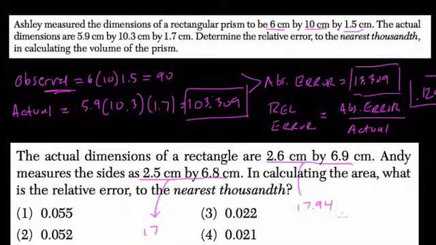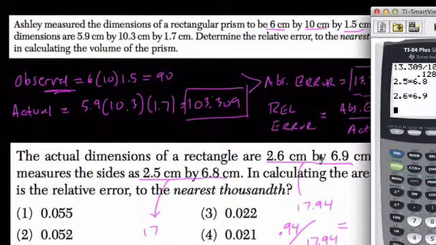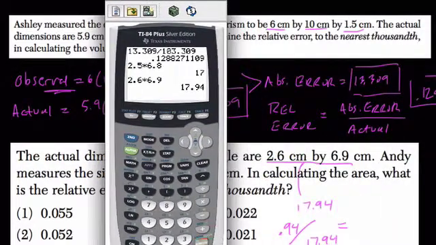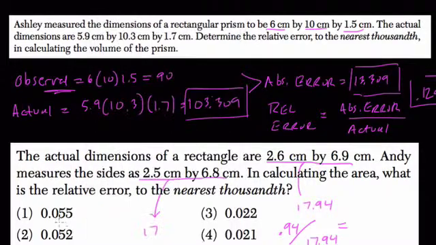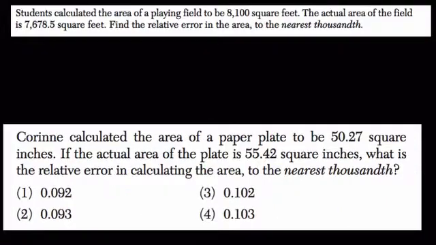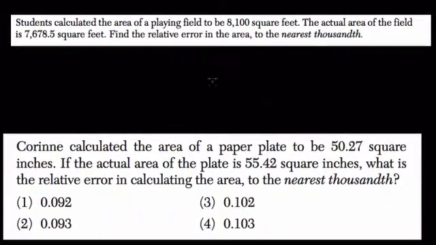Okay, what's the relative error here? So if we subtract these two, we get 0.94. That's how far off we are. But it should be out of the actual to find the relative error. So it's out of 17.94. That'll tell us kind of how far off we are in a sense. So it's 0.94 divided by 17.94. That's 0.0523, to the nearest thousandth, 0.052. That's choice 2. Okay, keep going here.